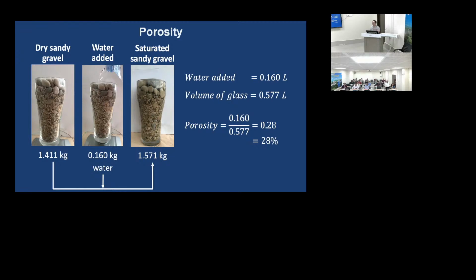Just to show you in a more simplified manner, say if we take one glass and put sand, gravel in that glass and then add water, the water gets filled inside this pore space. To know the porosity, we can just calculate how much water quantity is added, and then the volume of this glass. When we divide the water added by the volume of glass, we can get the porosity percentage. That is as shown in this slide.